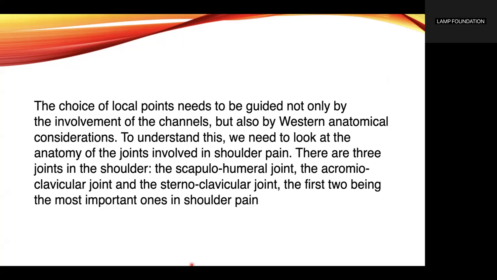The choice of local points needs to be guided not only by the involvement of the channels, but also by Western anatomical considerations. To understand this, we need to look at the anatomy of the joints involved in shoulder pain. There are three joints in the shoulder: the scapulohumeral joint, the acromioclavicular joint, and the sternoclavicular joint. The first two being the most important ones in shoulder pain.